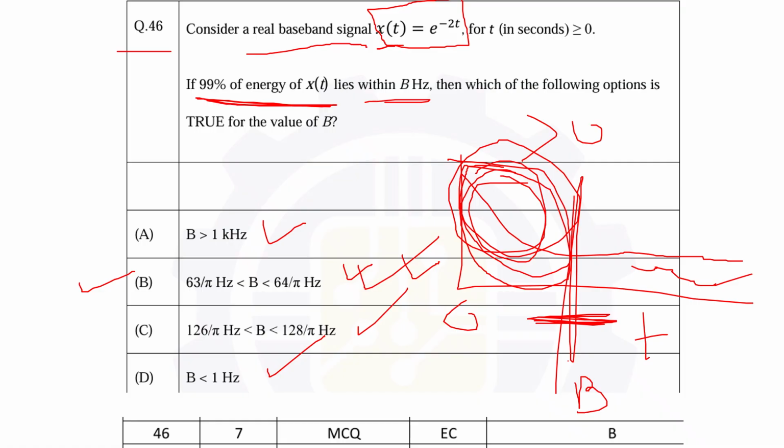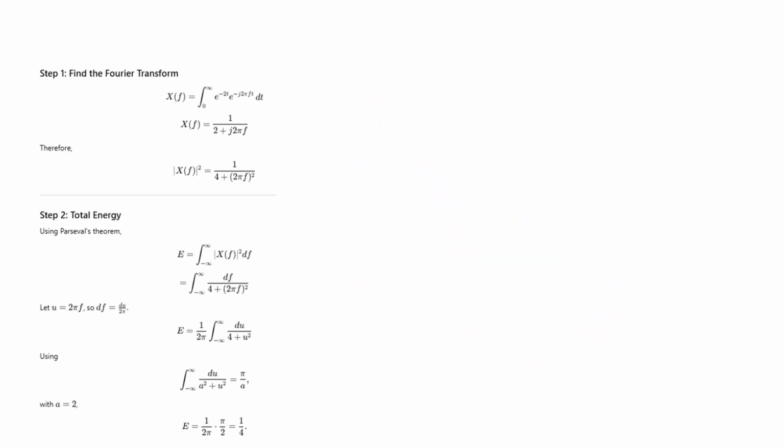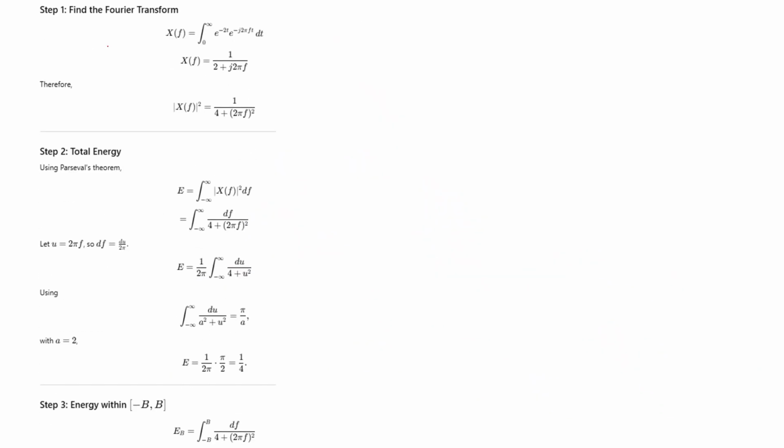So we have to find B, that is, the range of your bandwidth in which 99% of the energy of this particular signal lies. Let's solve the question. First of all, you can find X(f) in the frequency domain, because the question is asking about frequency. B is nothing but the bandwidth, that is, frequency only. So how will you convert into the frequency domain? Using the Fourier transform.